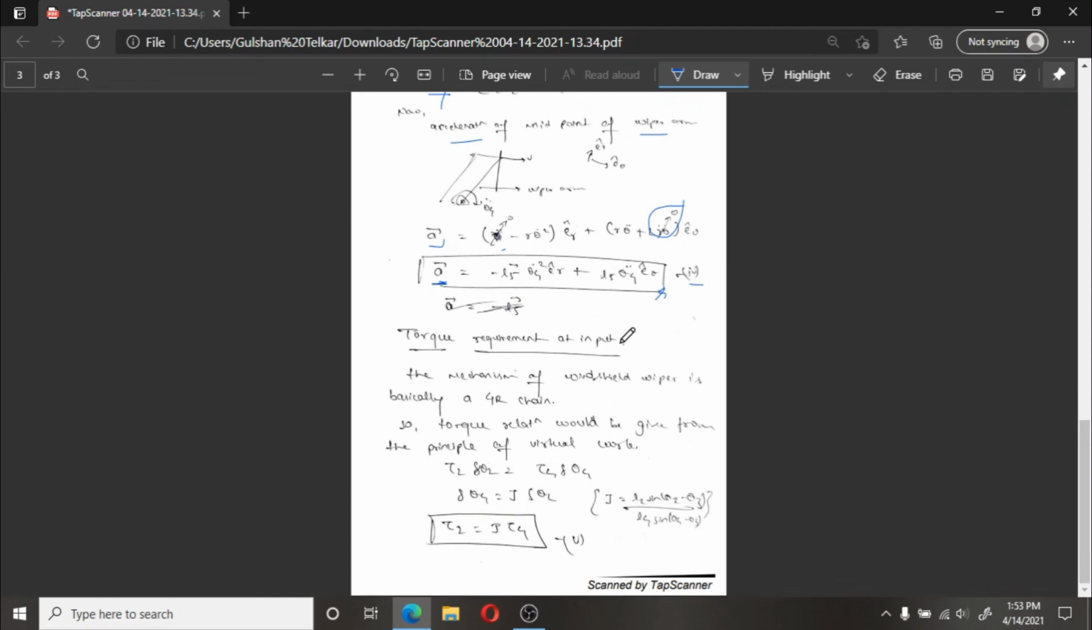Now let's jump into the last part, which is torque requirement at the input. As we know, the mechanism is nothing but the 4R chain of windshield wiper. So torque can be written from virtual work as this here. After solving it more, we'll get our final equation 5, that is torque at the crank equals the Jacobian multiplied by torque at the rocker.